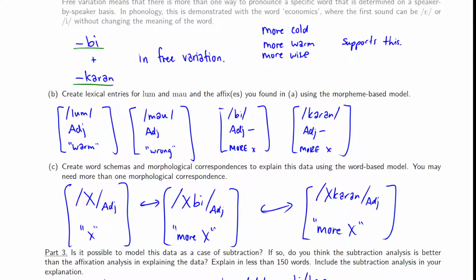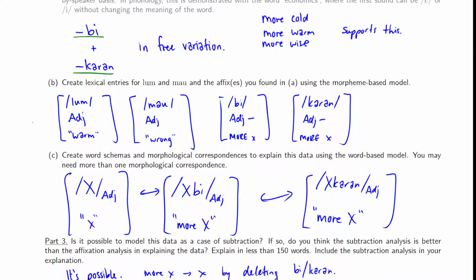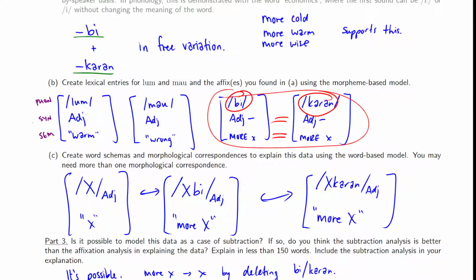So for part B, this is just practice creating lexical entries in the morpheme-based model. So here's loom and mao for warm and wrong. Again, the top has the phonetic component, the middle has the category or selectional restrictions, so the syntactic component, and then we have the semantic component, meaning, at the bottom. We'll notice that for the affixes, bi and karan, they're identical except for how they're pronounced. But the meanings are exactly the same and what they attach to are exactly the same. They appear after an adjective.